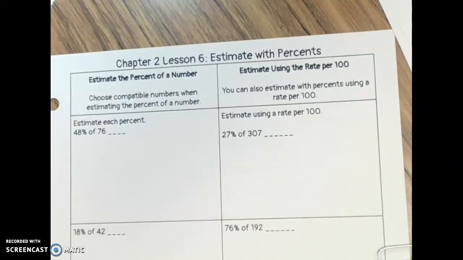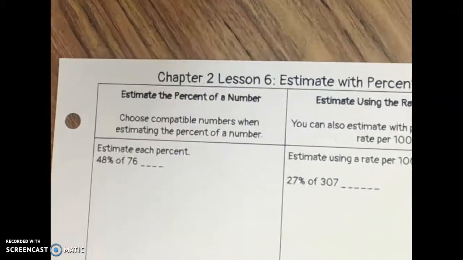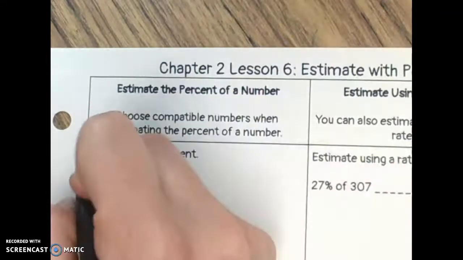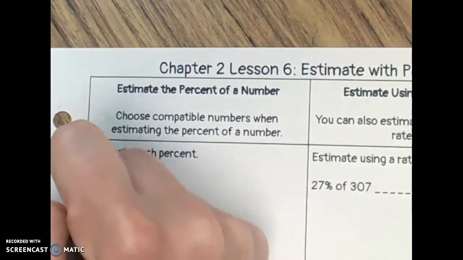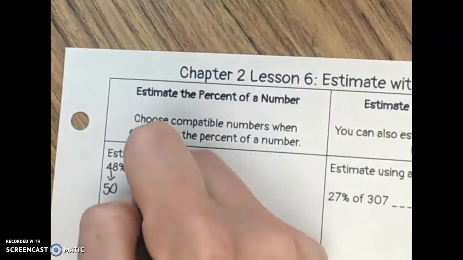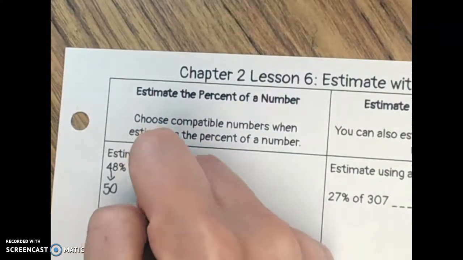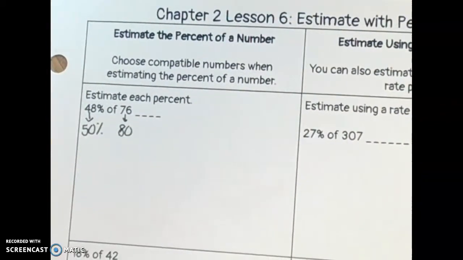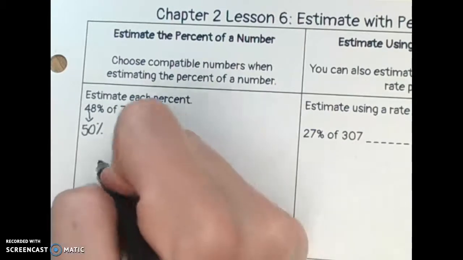So on number 1, we're going to estimate each percent. We're going to use 48% of 76. Since we're just estimating, we're going to choose numbers that are easier to work with. So we're not going to get the exact answer. So 48%, we're going to change that to 50. 76 is close to 80, so we're going to change it into 80. So we're not using the exact numbers. That will come in the next lesson, but today we're just going to estimate to see if we can get around the right thing. So our next step is we're going to draw a bar.